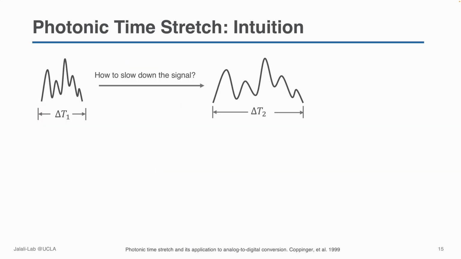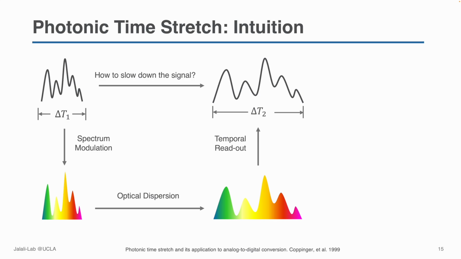The intuition of photonic time stretch is slowing down the signal using spectral modulation and optical dispersion. In a dispersive element, different frequency components travel with different speeds because of group velocity dispersion. If we can modulate the ultra-fast signal onto the spectrum of a pulse and feed it into an optical dispersive element, we can get a slowed down version of the original signal with a larger time aperture. When the dispersion is large enough, it separates different frequency components in time and leads to frequency to time mapping.